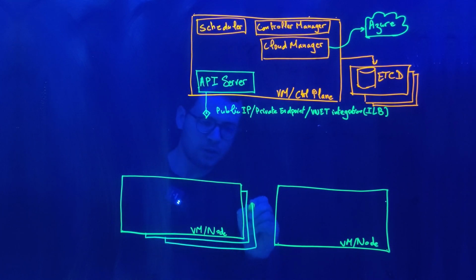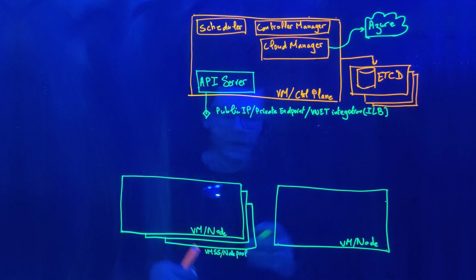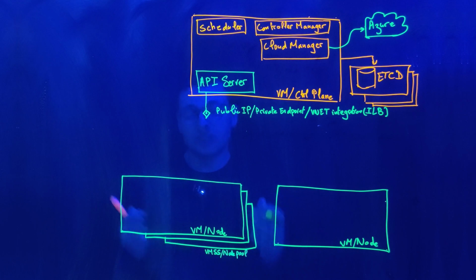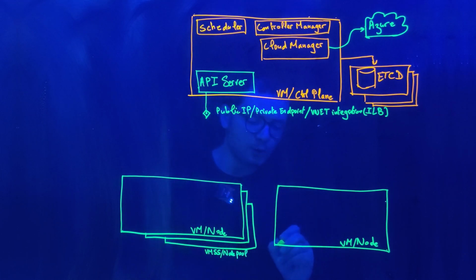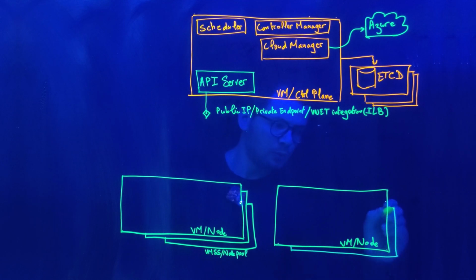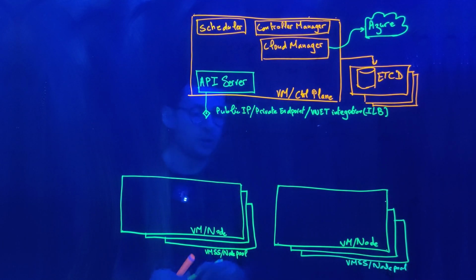Let's draw here 3 VMs in this VM node. So let's say this is the VMSS at the end, or the node pool, as we call it in Kubernetes. Within a Kubernetes cluster, I might have one or multiple node pools. So I'll draw here 2 node pools. Why might I have one or many?